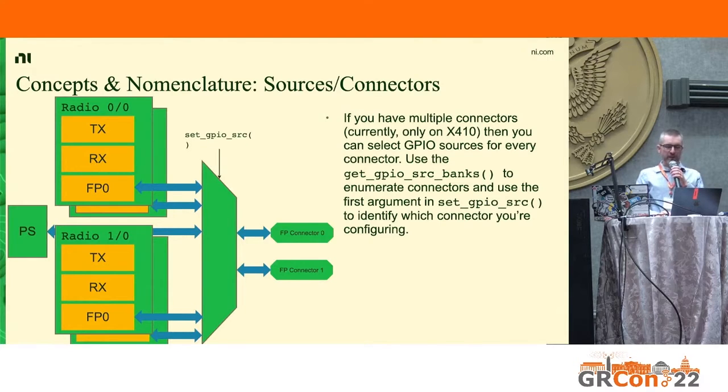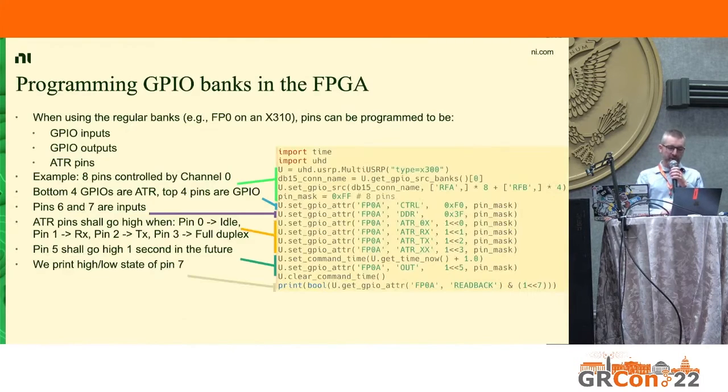So you can ask the device by calling get GPIO source banks which connectors are available to you. And that's what we're going to do here. We're going to first ask the device which connectors are available, and then we're just going to pick the first one. Because it's on an X310, there's only one connector, which means this variable db15con name will now contain the identifier that we use in software to identify the db15 connector. So we're just going to use that in the following.